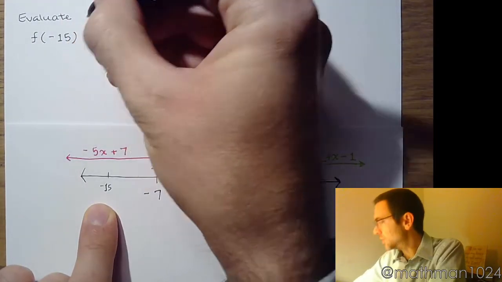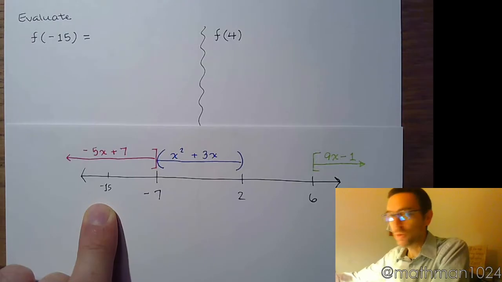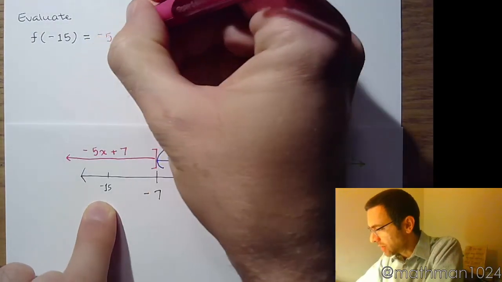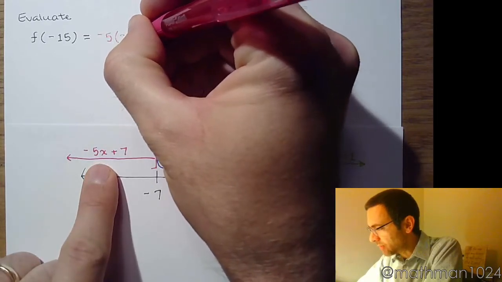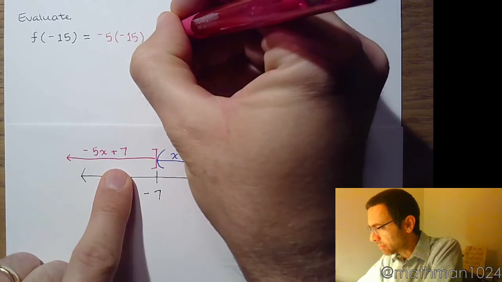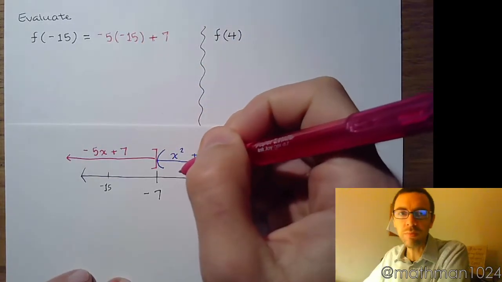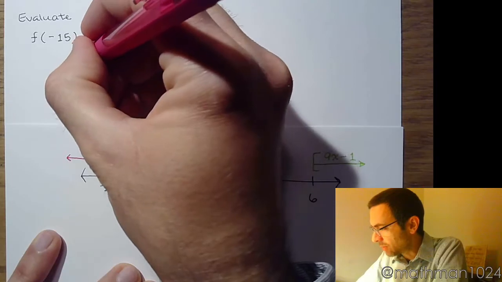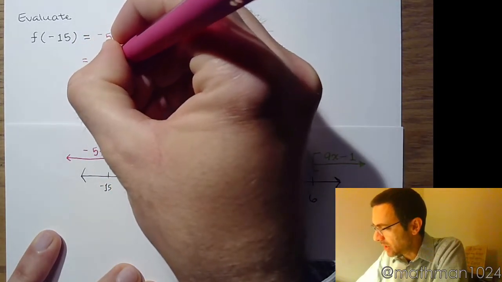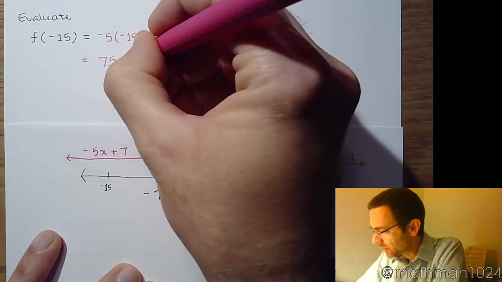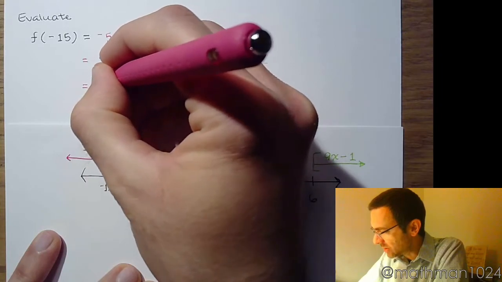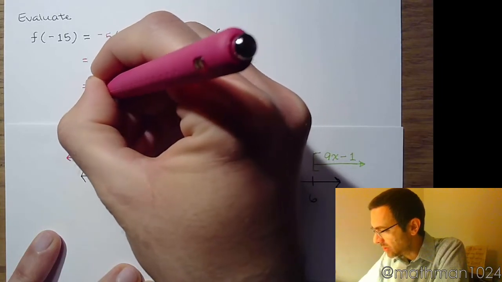So this is equal to, it's in the pink region, so we might as well use our colors. So this is negative 5, replace the x with the input value of negative 15, plus 7. Right? So just do the math here. Negative 5 times 15 is 75 plus 7, and 75 plus 7 is 82.